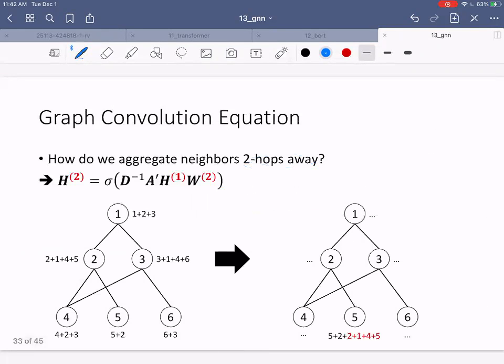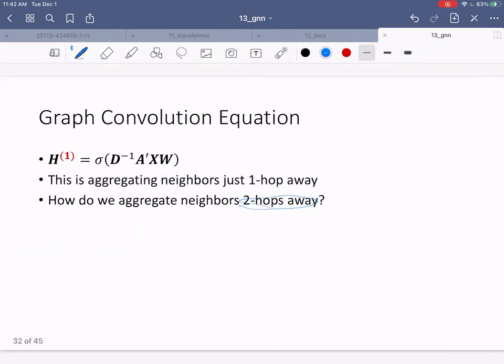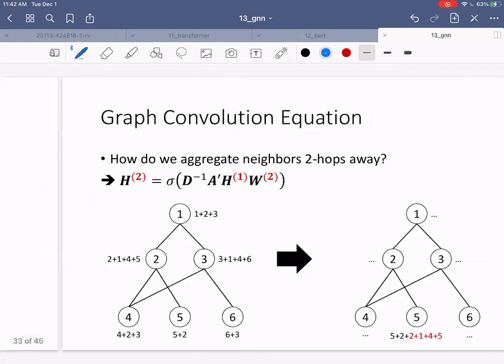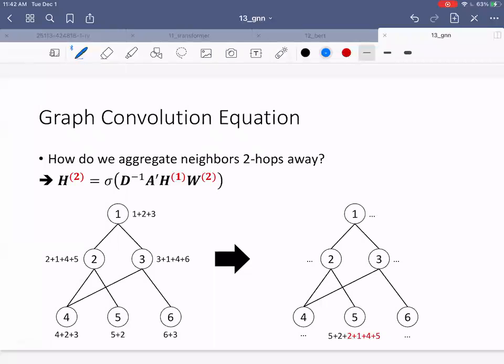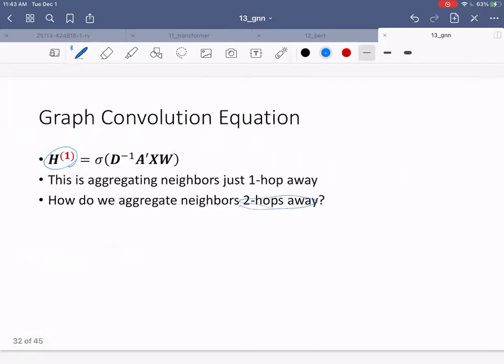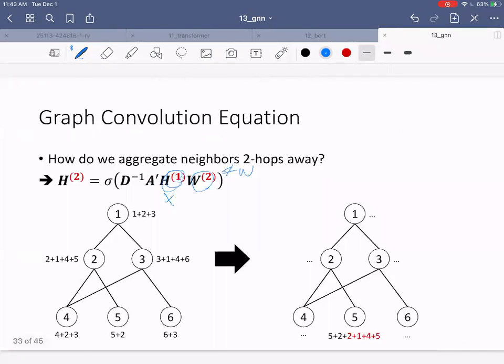So how we would do it is we simply do it one more time. If we call this H1, then you can do another graph convolution, plugging in H1 here instead of X. It used to be X here. We plug in H1, the node representation vectors from the former graph convolution, and do the whole thing again with another learnable parameter. W2 is not the same as the previous W. You plug in H1 instead of X, and that's how you get H2.